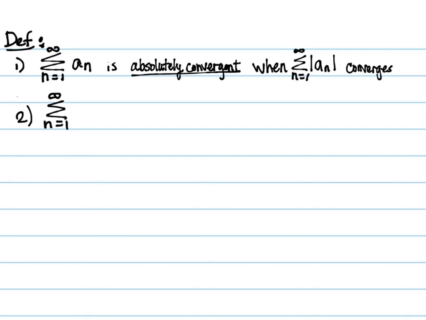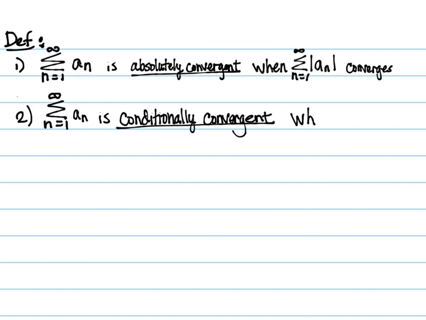The sum from n equal 1 to infinity of a sub n is considered conditionally convergent when the summation of a sub n converges but the summation of the absolute value of a sub n diverges.